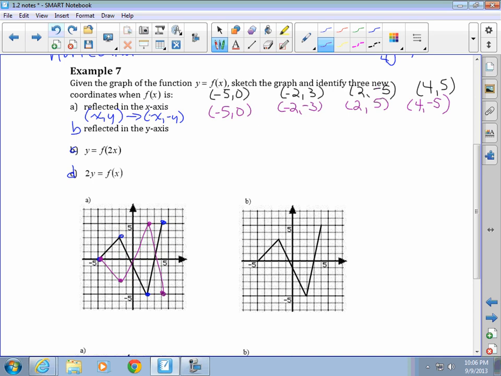If it's reflected in the y-axis, then that means the x value is affected. So that means we go from x, y to negative x, y. So from our original one, our f of x graph, this becomes 5, 0, 2, 3, negative 2, negative 5, and negative 4, 5.